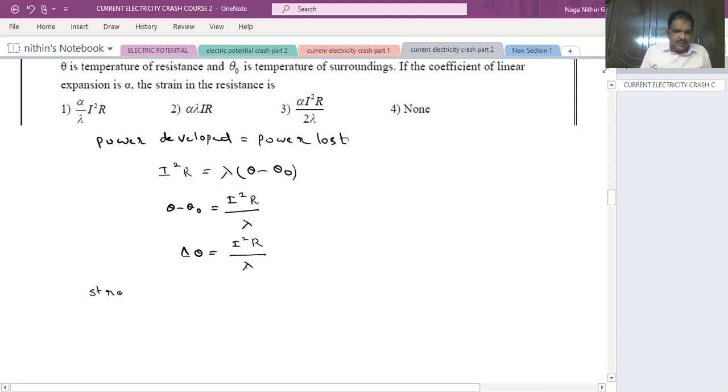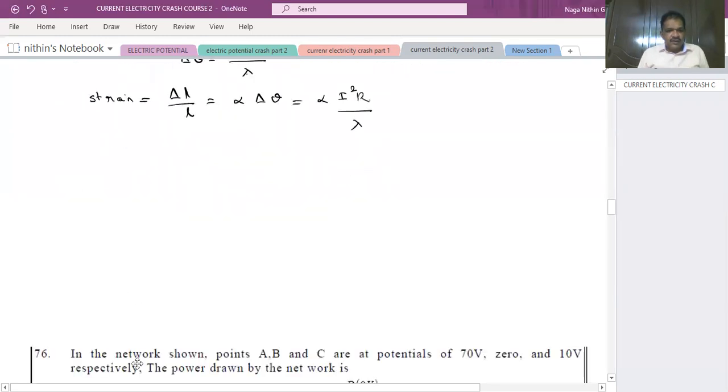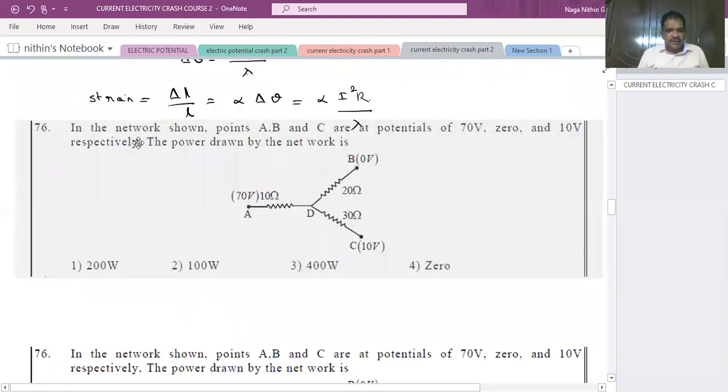Strain means delta L by L. Delta L by L value is alpha delta theta. So alpha I square R by lambda. So it will be the first option. Okay. Next, see the next question.